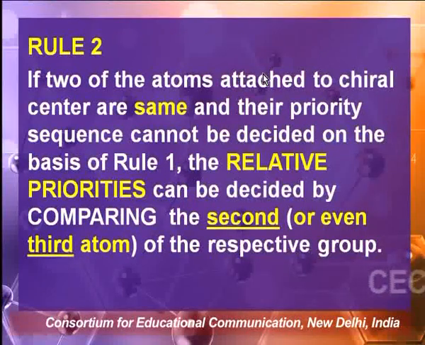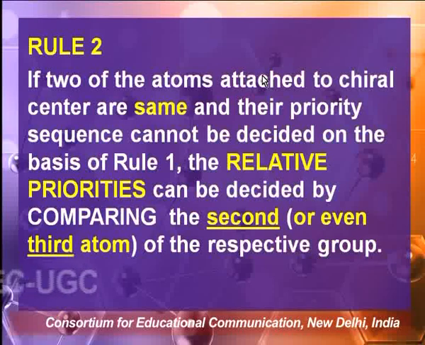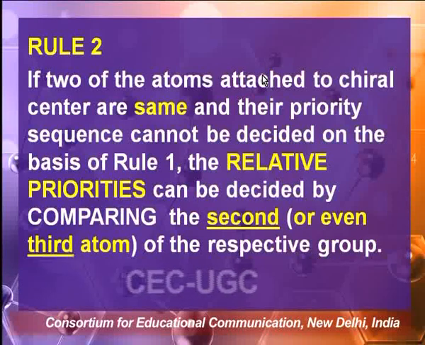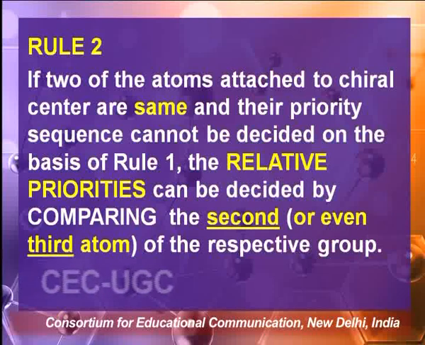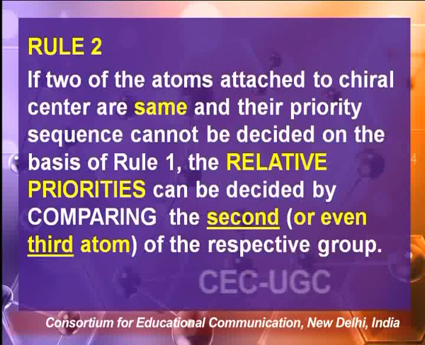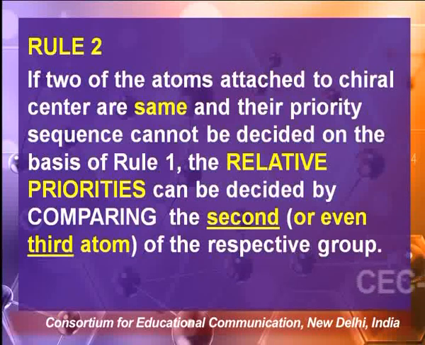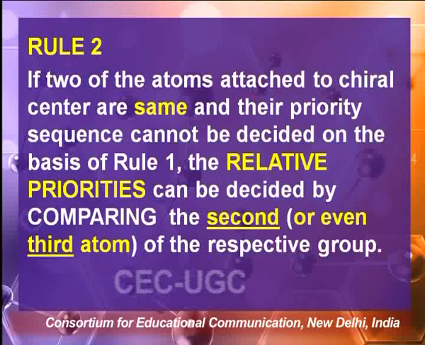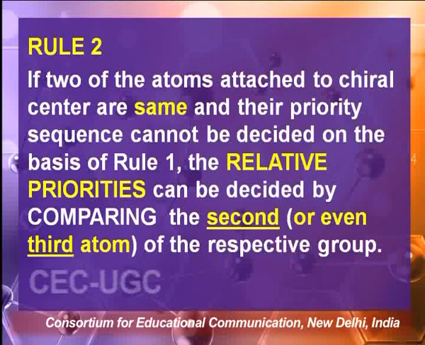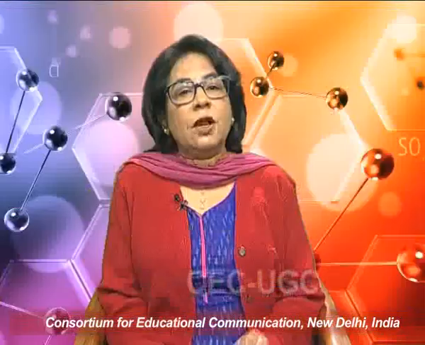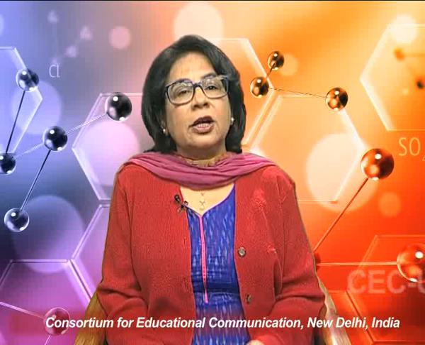And now rule number 2 says, if we cannot decide the priority on the basis of the atom which is directly attached to the chiral carbon, then we will keep on comparing the atomic numbers of the atoms till we reach a point of difference. And please remember, we will note the atomic numbers at the point of difference. We will not, I repeat, we will not add the atomic numbers.